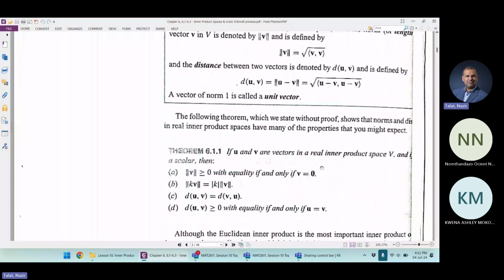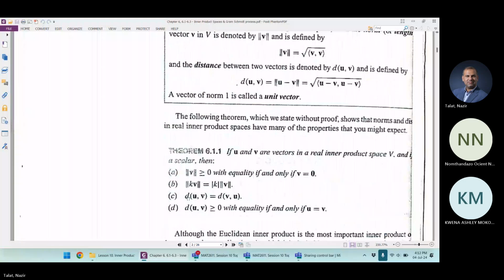There are some properties or results regarding that. For instance, if u and v are two vectors from a real inner product space, meaning v is a vector space and we have an inner product on it, then note that the norm is always greater than or equal to 0, because the norm is a non-negative real number. The norm is equal to 0 if and only if the vector itself is 0. That means if the vector is 0, then its length is also 0. And the norm of k times v is equal to the absolute value of k times the norm of v.